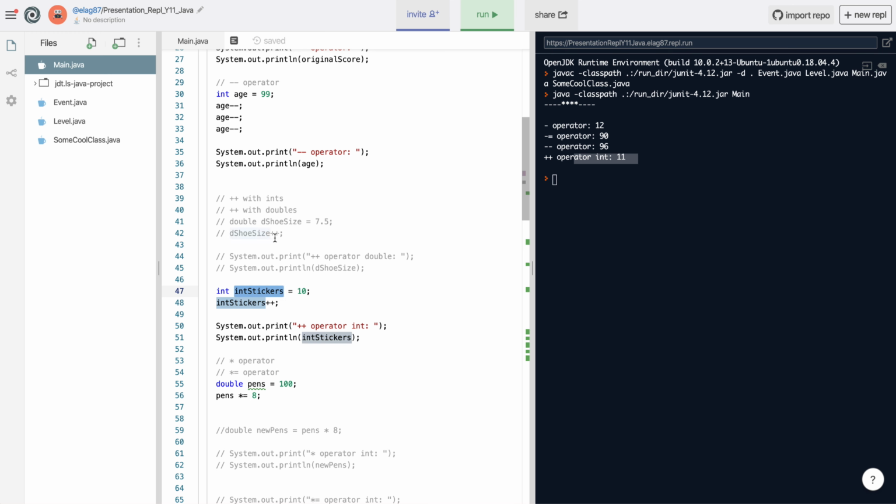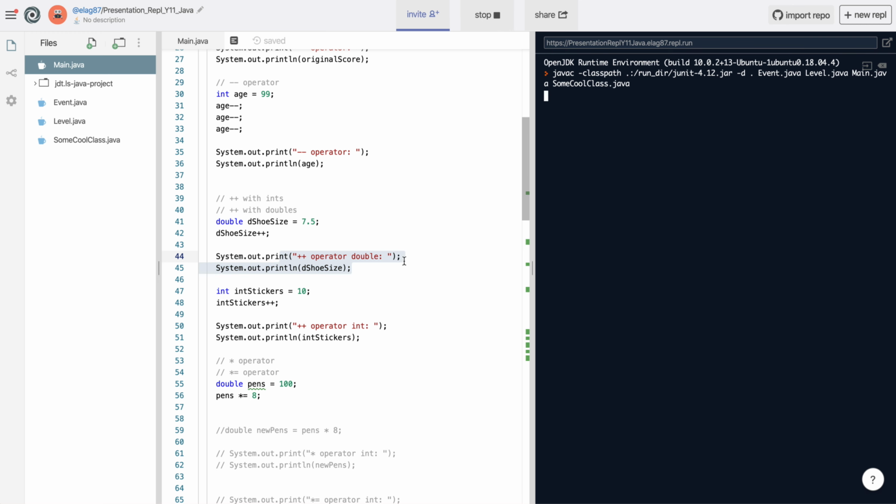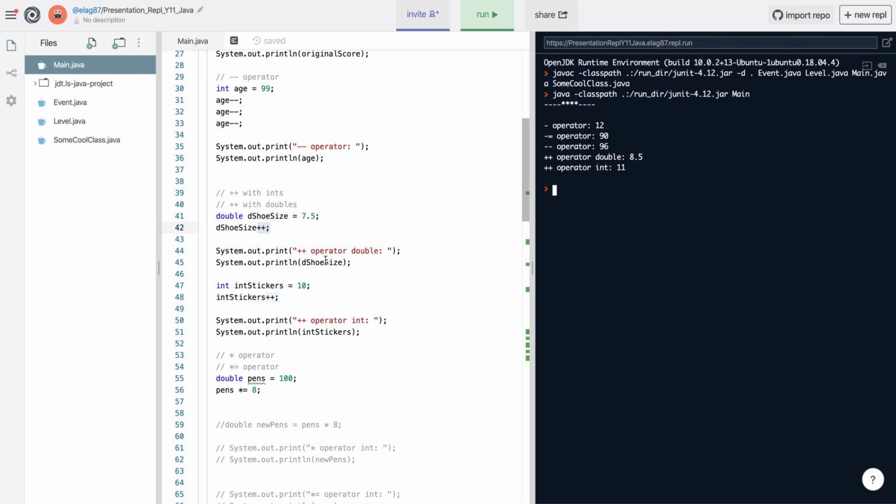Now, what if I have a double? Would it increase it by 0.1 or would it increase it by 1.0? Let's see what happens. So in this case, operator double plus plus, we have double shoe size, which is 7.5. We did plus plus, and what's going to happen is that it's going to increase by 1.0, not 0.1.